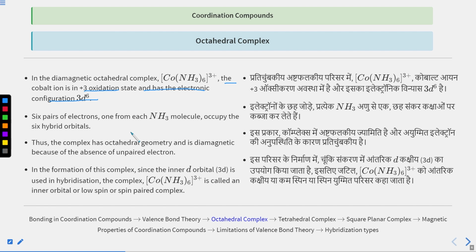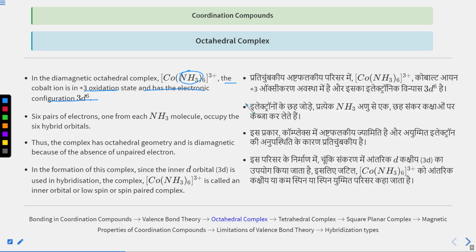And what about the ligand? As I have told you right now, NH3 is the ligand here, and a ligand donates a pair of electrons. So one NH3 will donate one pair of electrons. Similarly, 6 NH3 will donate 6 pairs of electrons. What do you mean by pair here? It means 2 electrons by one NH3.